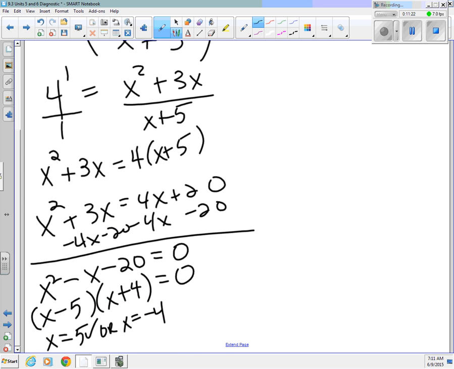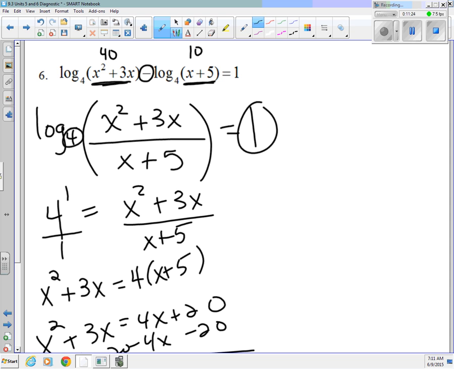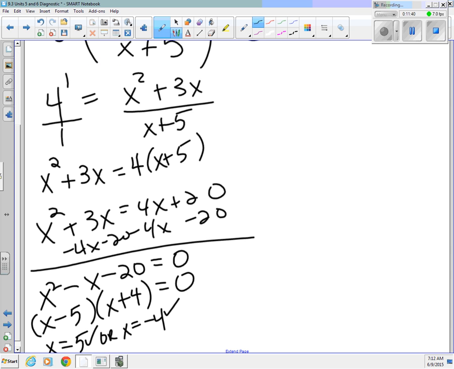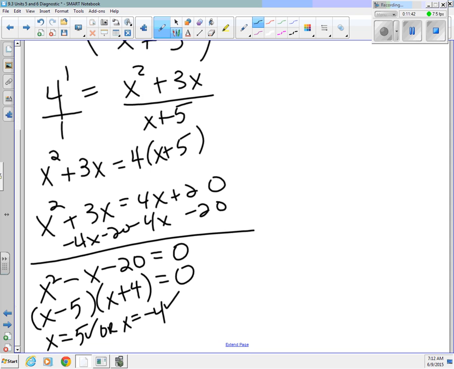The negative 4, we have to also check that. So I get negative 4 squared plus 3 times negative 4, which is 16 minus 12, which is 4. And I get log base 4 of negative 4 plus 5, which is 1. Log base 4 of 4 is 1. Log base 4 of 1 is 0. So that also checks. So this time we could keep both of them. So this time both x equals 5 and x equals negative 4 work.